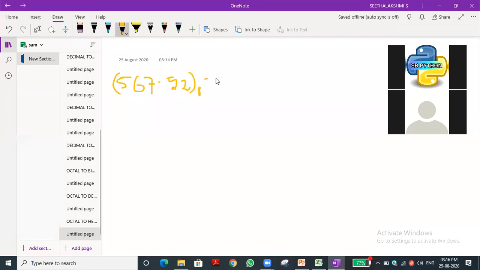This is the octal number. The octal number base is 8. Then we need to convert into hexadecimal. What is the base for hexadecimal? 16. Very good.